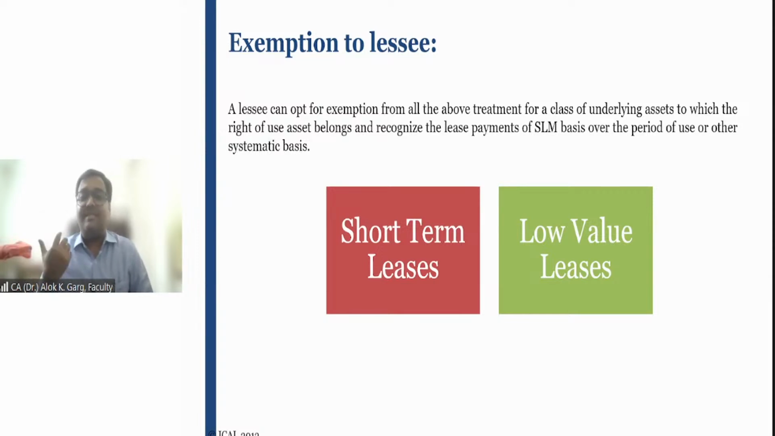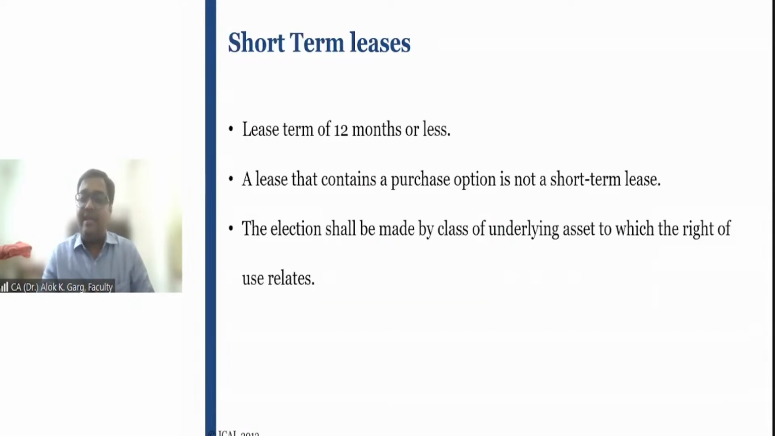What is a short-term leases exemption? Short-term leases exemption means if the lessee is entering into a lease contract for a period of 12 months or less, the lessee can avail the lease exemption relating to short-term leases, and in that case the lessee is not required to do the right of use asset and lease liability accounting. Sir, then what accounting does the lessee have to do? In that case, the lessee has to do the old lease accounting. Sir, what is the old lease accounting?